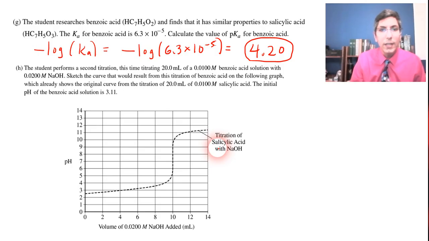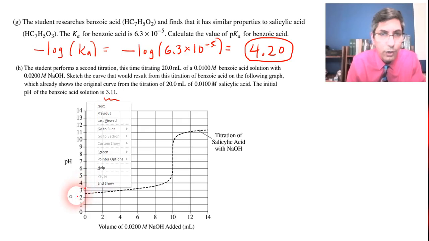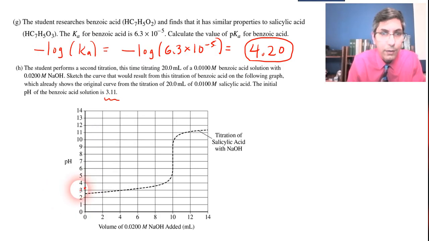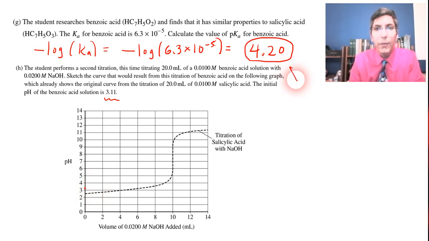It says sketch the titration curve, and it says we start out at 3.11. So there are a few points that you need to have on here. You need to have 3.11 as your starting point, so that's just a touch above the 3, so somewhere around there. And I know the computer does not like it when I try to make dots on here, but I'll do my best. And then we also have to keep in mind this point right here, that at the halfway point, the pH is 4.20.